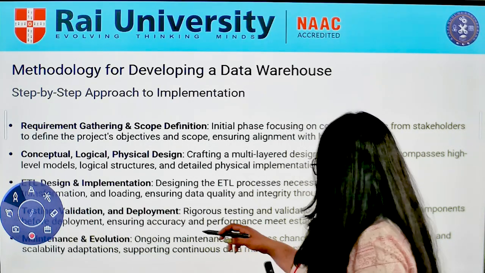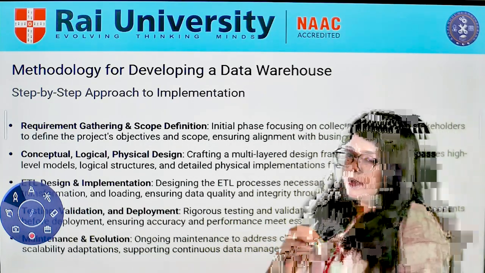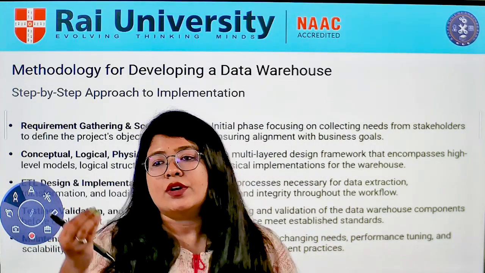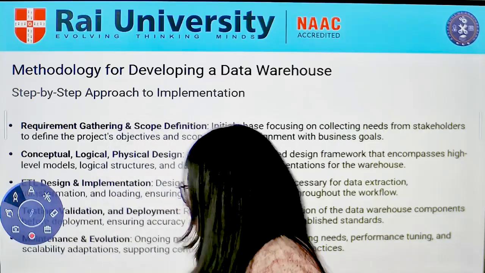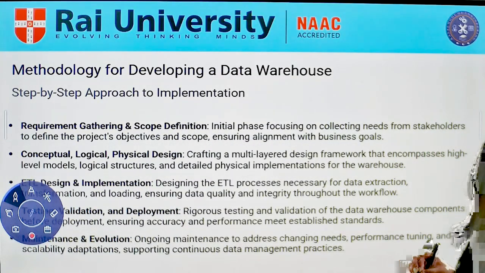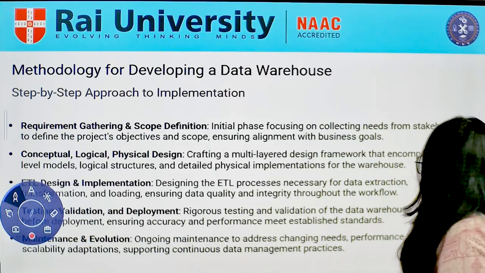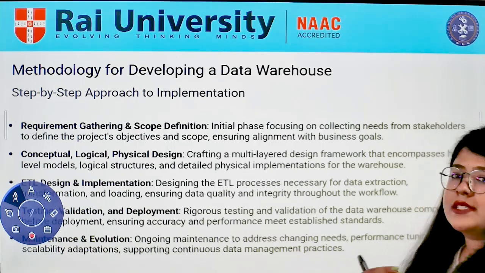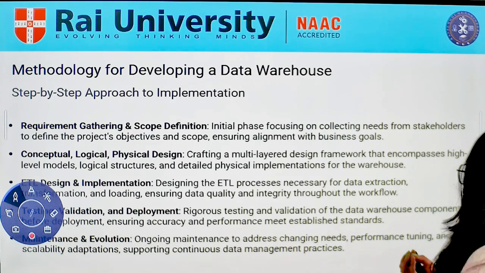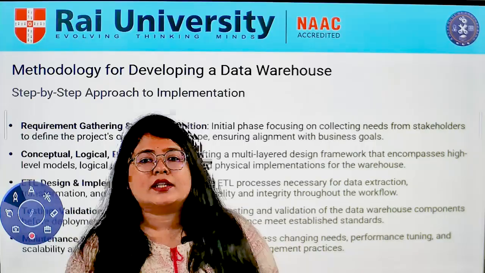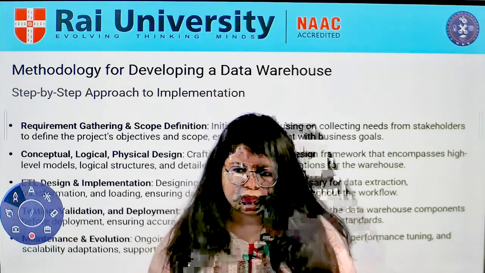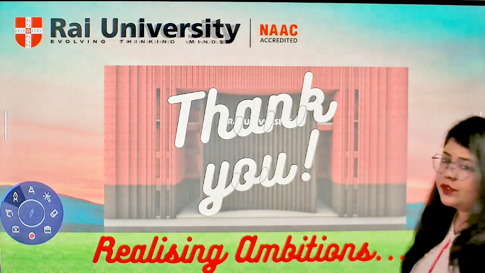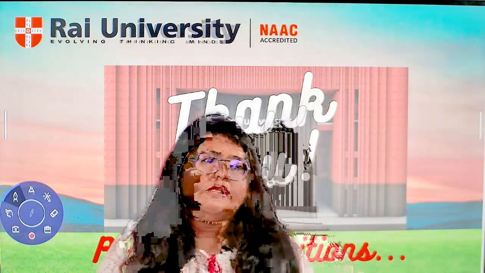Then validation and deployment. After creating a complete data warehouse, we start testing and validating it, so we can get maximum accuracy and better performance. Then finally we do the evaluation of the data warehouse for performance tuning. If changes are needed, we go for that. Scalability adaptation, supporting continuous data or not, and management practices. So this is the life cycle of developing a data warehouse. Thank you. So this was all about the data warehouse.